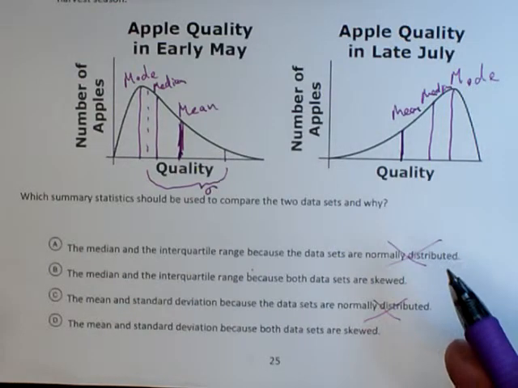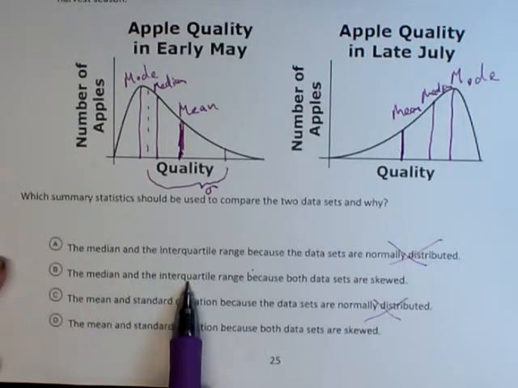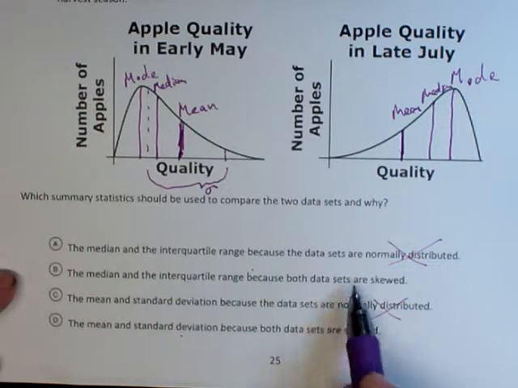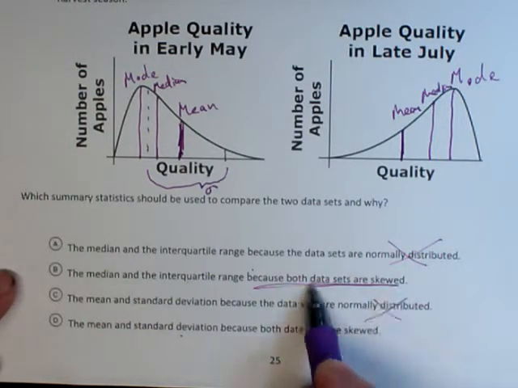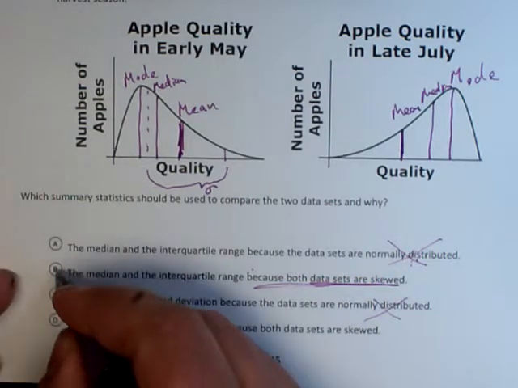So D says use the mean and standard deviation, and B says use the median and interquartile range. And the data sets are skewed, not normally distributed like A says. So the correct response is B.